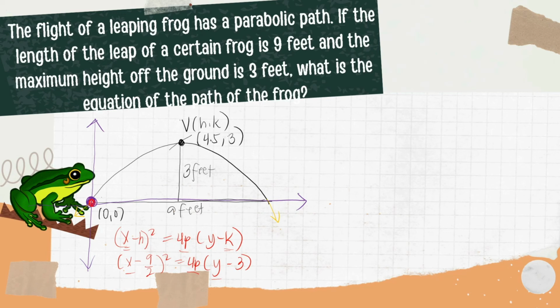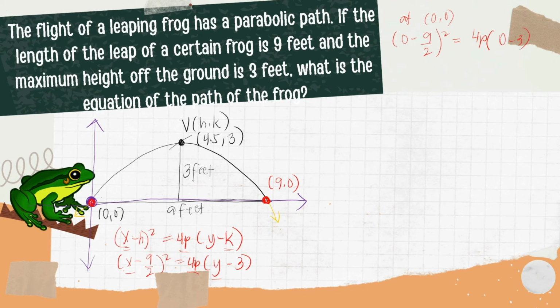Itong origin, which is 0 and 0. Pati rin itong isang to, which is 9 and 0. So, pwede natin siyang gamitin, or silang dalawa, pwede natin gamitin yan to find 4p. So, either sa dalawang yan. So, try natin yung 0, 0. So, that is 0 minus 9/2 squared is equal to 4p times y, or y is 0 minus 3.